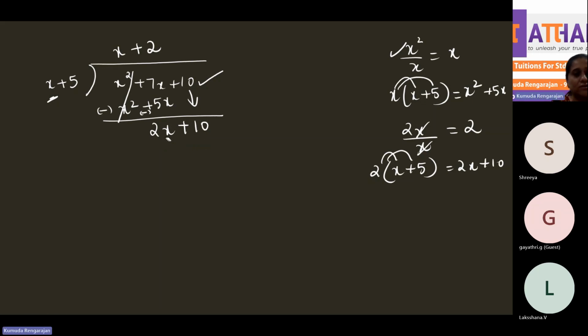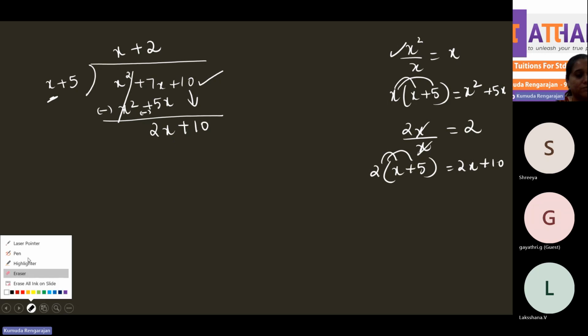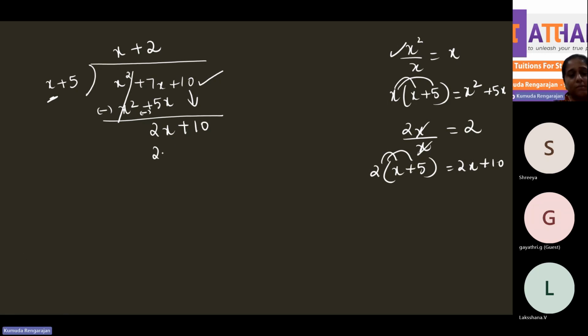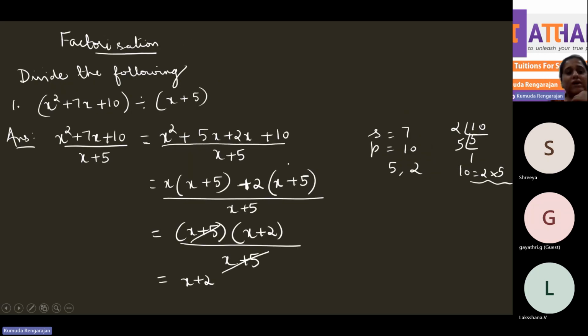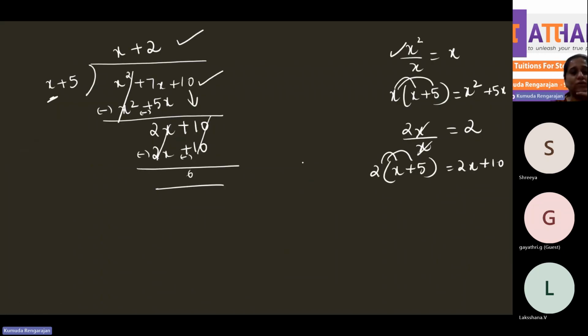Now write this under the new dividend, 2x plus 10. Change the signs. 2x minus 2x, 0. 10 minus 10, 0. And what's the quotient? x plus 2. And that's what we got here by factorizing. Here we factorized to find the quotient. Here we have performed the long division to find the quotient.